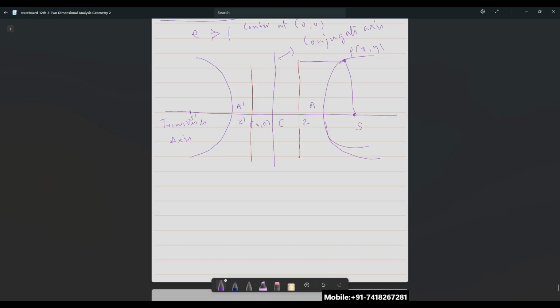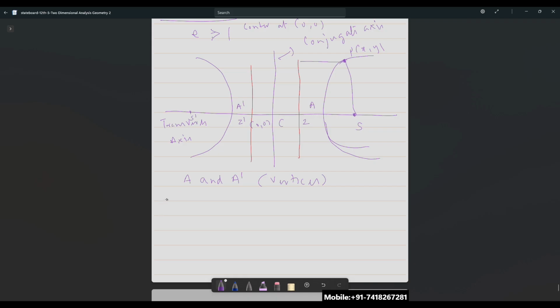Okay, so now what we have to do is, as usual, like in the ellipse, let A and A dash be the outermost points, the vertices. This is the center, this is a vertex. These are the two vertices. A and A dash are vertices. These vertices divide SZ, this line.